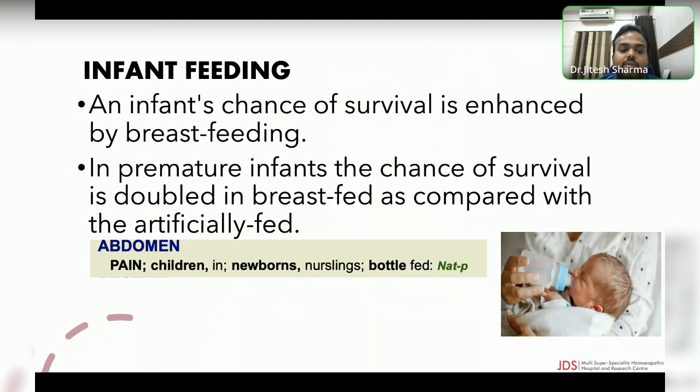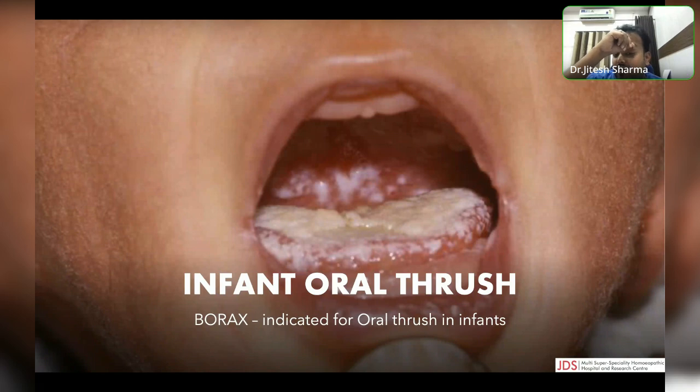Now, let me tell you, for a lot of pain in newborns who are bottle fed, Natrum phos is one of the remedies you can think of. Infant oral thrush: typically Borax is indicated for oral thrush in infants. If the child cannot suck the mother's milk and keeps on crying, you can examine the tongue, and if you find oral thrush, you can think of Borax.